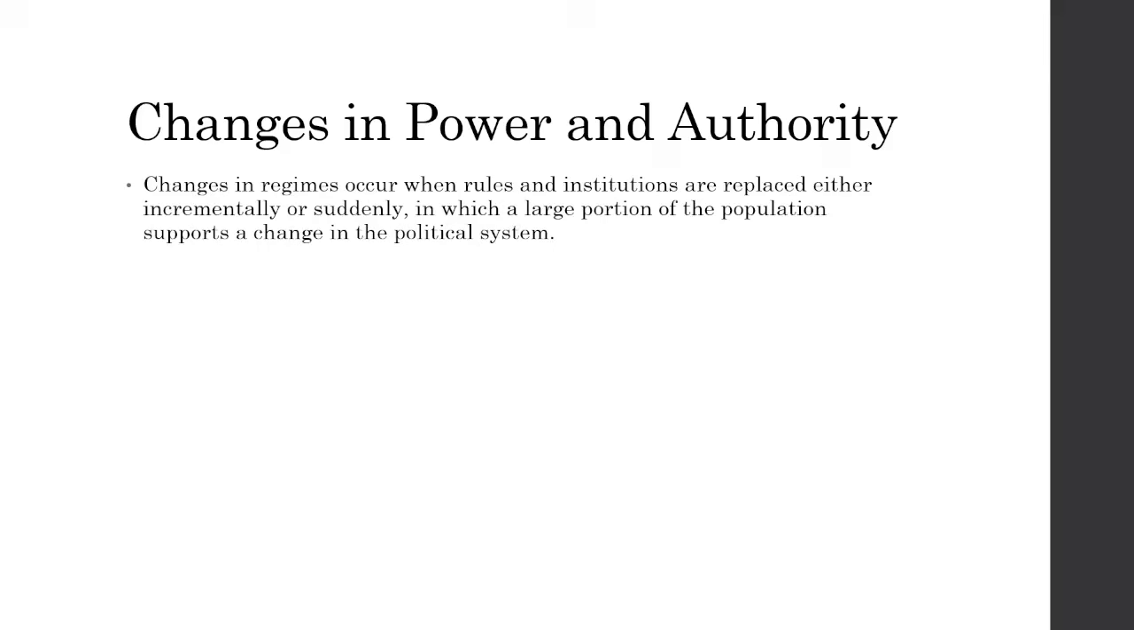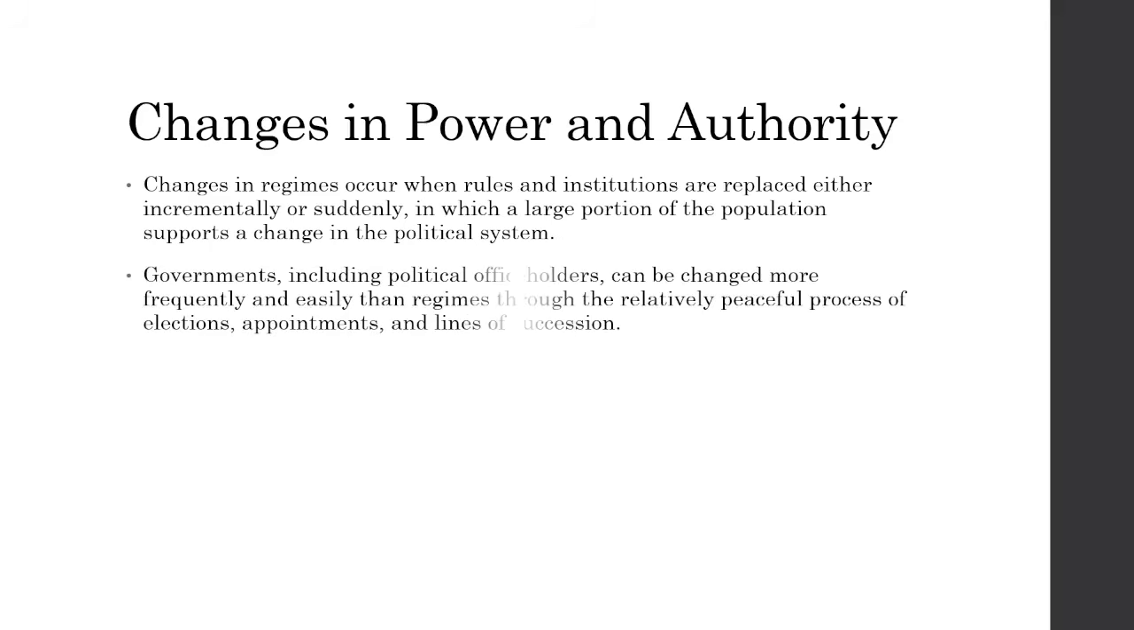So changes in regimes occur when rules and institutions are replaced either incrementally, so that means in stages, or suddenly, all at once, in which a large portion of the population supports a change in the political system. So when I talk about Nigeria and the coups, the people overthrew the power, essentially. And then the military dictatorship came in, or was already there. Because remember, I said there were 2 extended periods of time. So governments, including political office holders, so your representatives, your presidents, that sort of thing, can be changed more frequently.